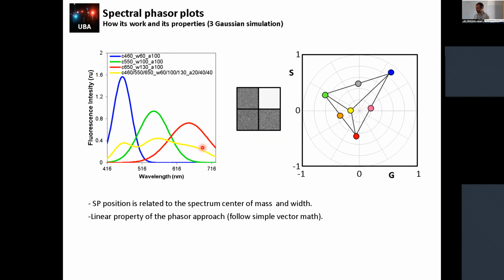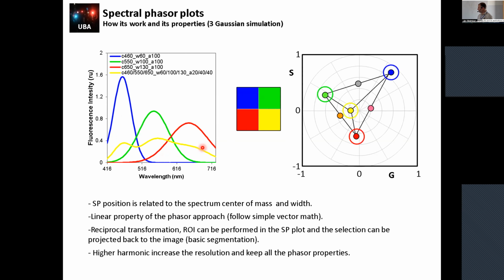But more importantly, and this is really relevant for images, if you have an image, you would like to know where your data is, because you cannot go pixel by pixel looking at your spectra, right? Or at your lifetime. So the reciprocity principle of the Fourier transformation enables you to use a cursor on these circles and see, in your image, what those pixels are.